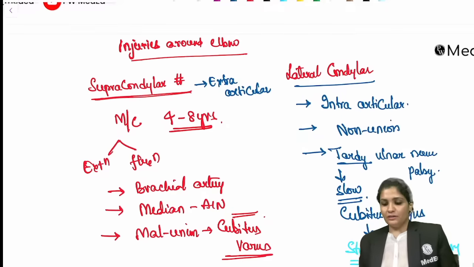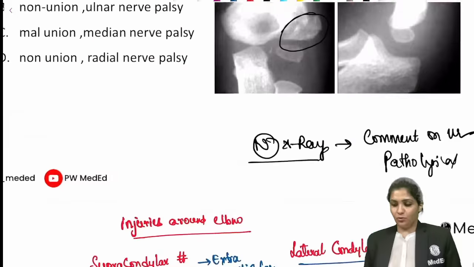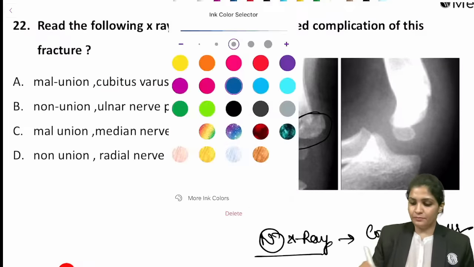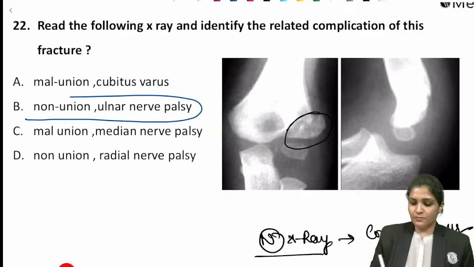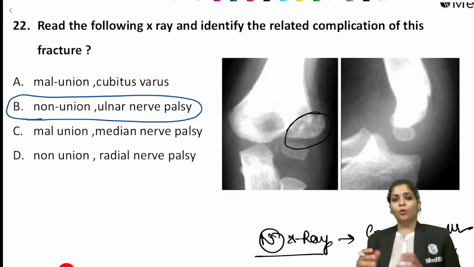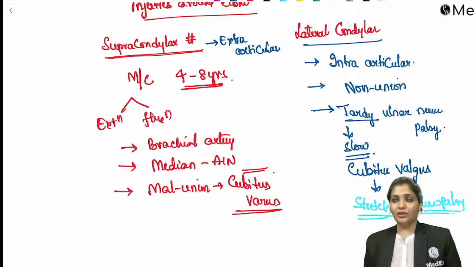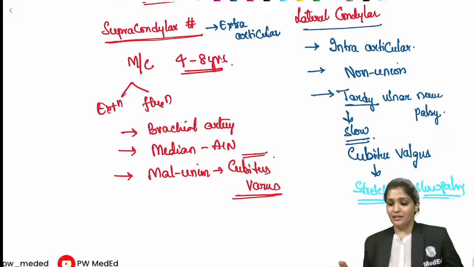So this is your supracondylar and the lateral condyle. So having understood this, the answer is non-union with ulnar nerve palsy. So non-union is where the union does not happen if you don't treat the patients. So here in supracondylar, you can still do conservative treatment, but in lateral condylar, you have to reduce, because it is intra-articular fracture, you have to reduce the fracture and then prevent this cubitus valgus deformity.